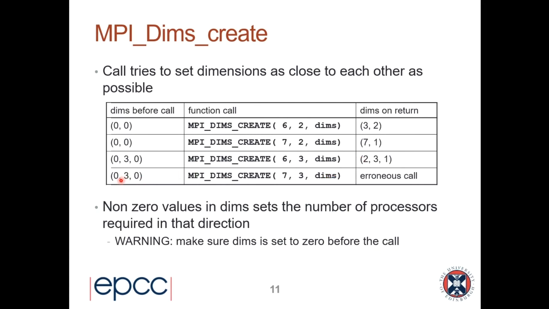However, of course, you can ask for erroneous things here. So without constraints, there is always a valid decomposition, because 1 by 1 by P is always valid, and it's not a very interesting one, but 1 by 1 by 1 by P is always going to be a valid decomposition. But if you give a constraint, you can make an erroneous call. If I said I've got 7 processes, I want them in a 3D grid, and I want the middle dimension to be 3, it will give you an erroneous call. So that's the important part about this call. A non-zero value in the dims sets the number of processes required in that direction. Make sure dims is set to 0 before the call.